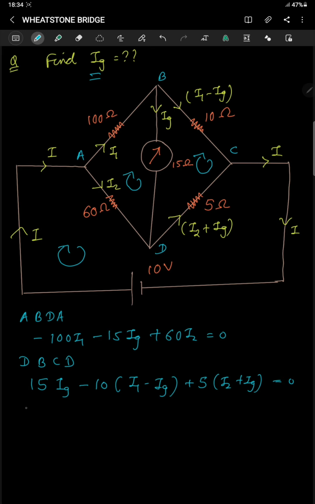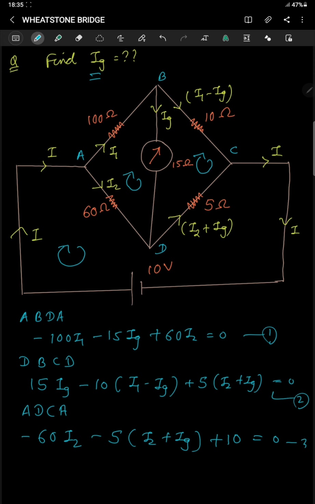Now again we use the third loop, A, D, C, A. In ADCA, you see the 60 ohm: my direction and current direction are the same, so 60 I2. Then comes the 5 ohm: my direction and current direction are the same, so minus 5 (I2 plus Ig). Then in this potential, I am moving from lower potential to higher potential. So finally I have reached higher potential, so it will be plus 10 is equal to 0. I hope all of you got these three equations. Call them equation 1, 2 and 3.